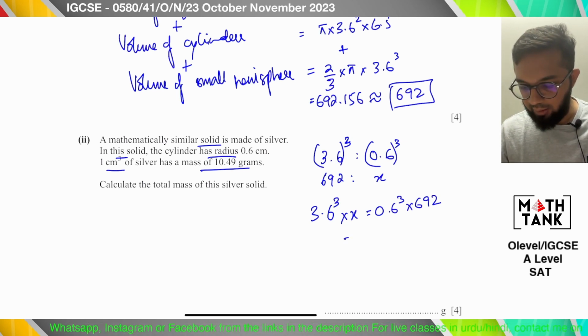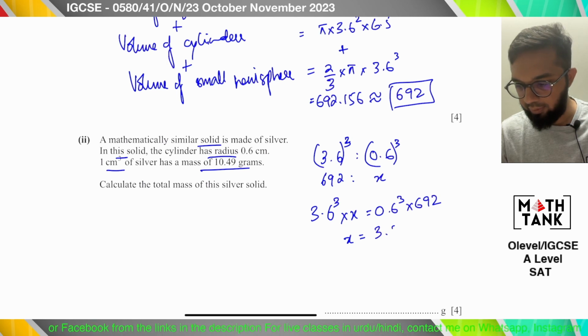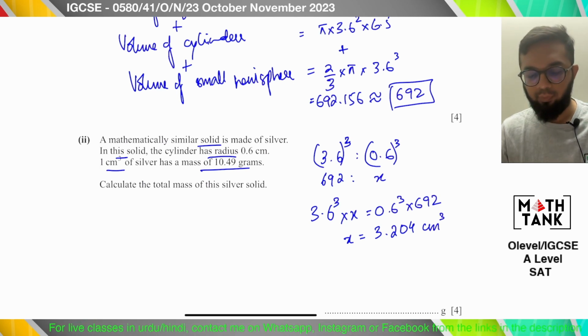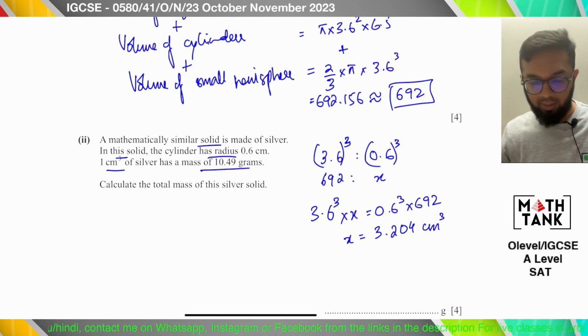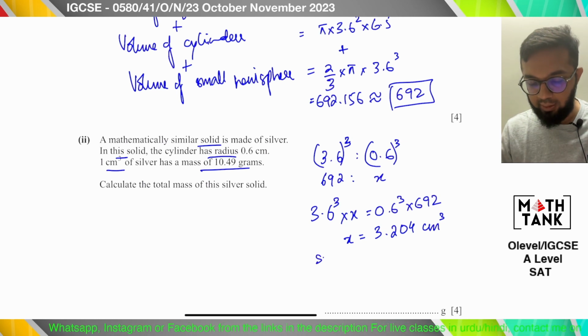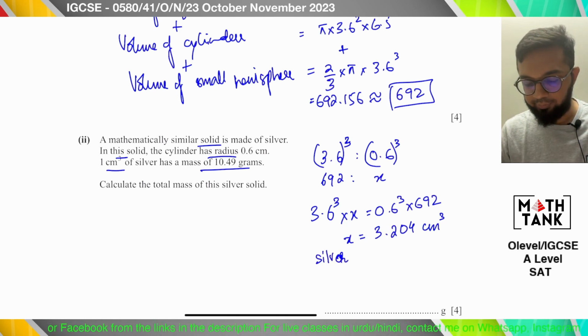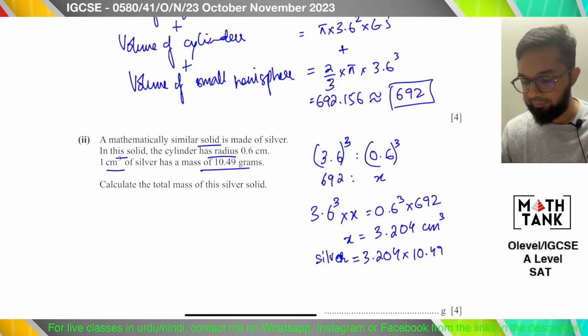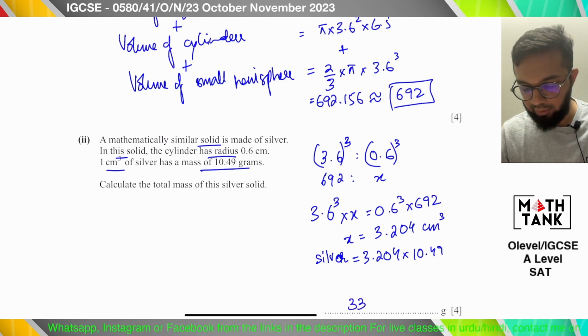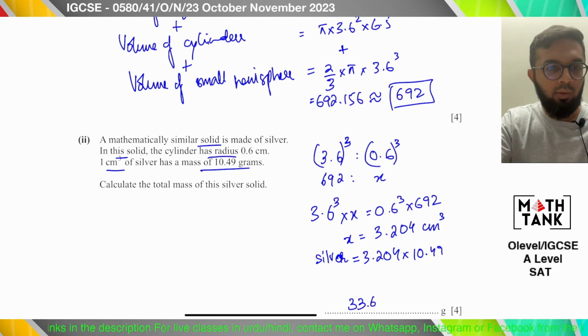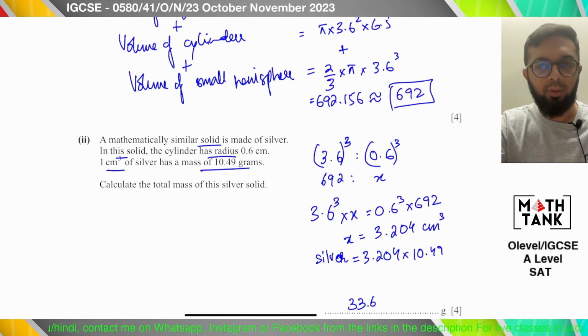So the volume of the smaller thing comes out to be 3.204 cm cube. 1 cm cube contains 10.49 grams, so 3.204 cm cube will give me what? Into 10.49, 33.6 grams. Okay, let's check. Yep, that is the correct answer.